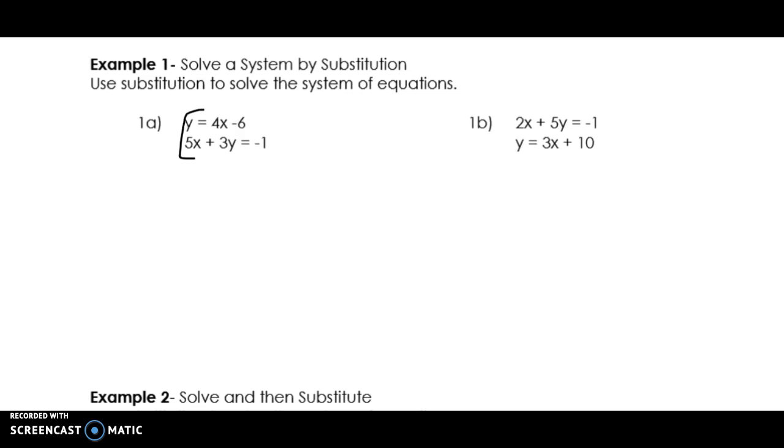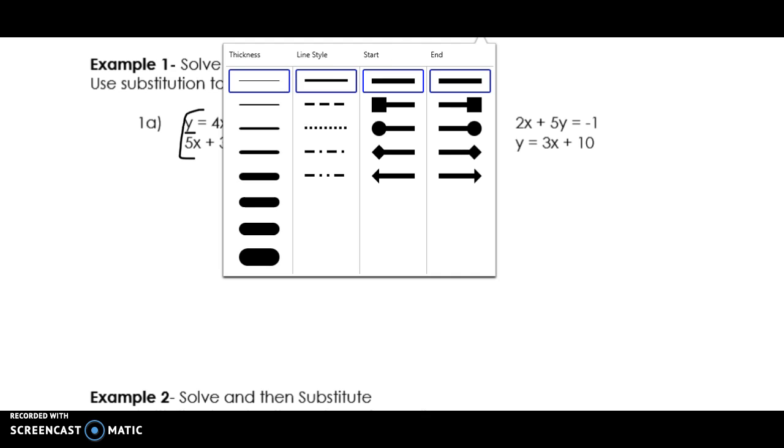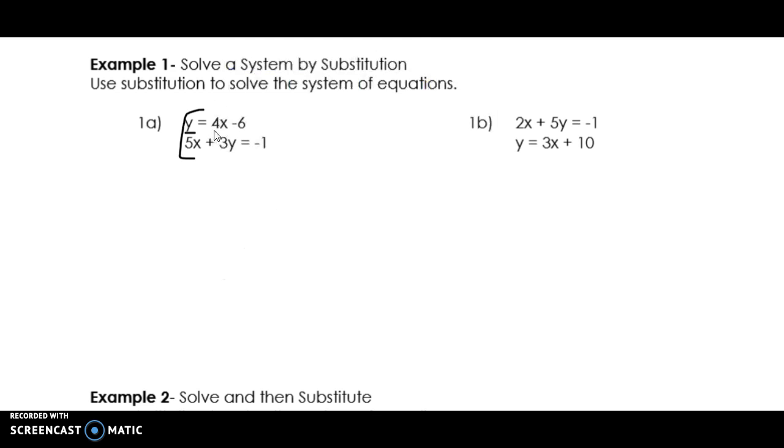You'll notice that the y is already all by itself. So what I'm going to do is, I know that y equals 4x minus 6. I'm going to do this in blue so that we're all on the same page. I know that y equals 4x minus 6, so I'm going to plug in 4x minus 6 for y in the second equation.